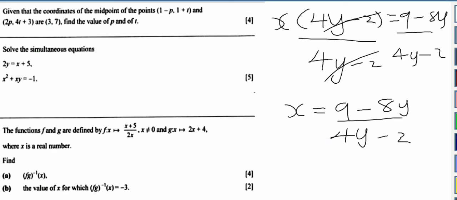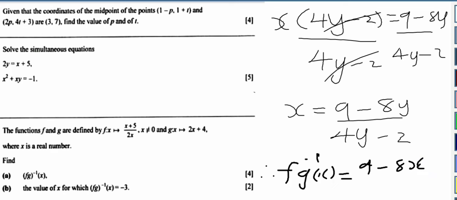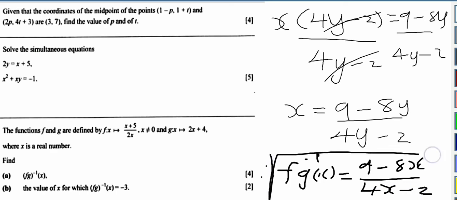So therefore, we have fg inverse being equal to 9 minus 8x, instead of 8y we are going to put x in, being divided by 4x minus 2. So this one here is our inverse of fg.